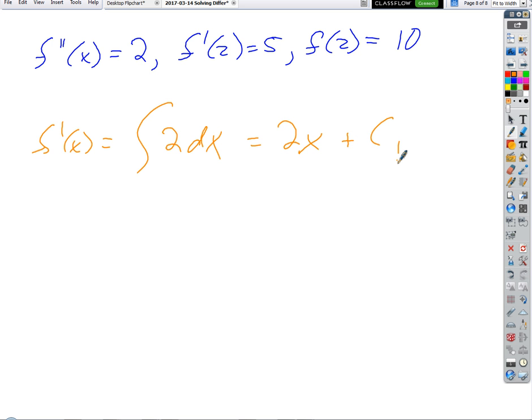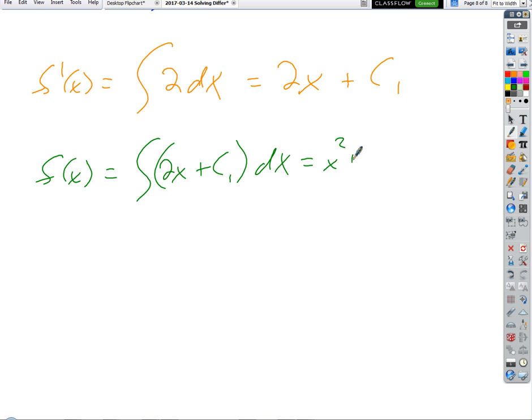Okay, good. So now let's go further. If we want to find the function, f prime is the derivative of the function, right? So f of x should equal the antiderivative of f prime of x, which is the antiderivative of 2x plus c1 dx. What's that going to equal? x squared plus c1x plus c2.